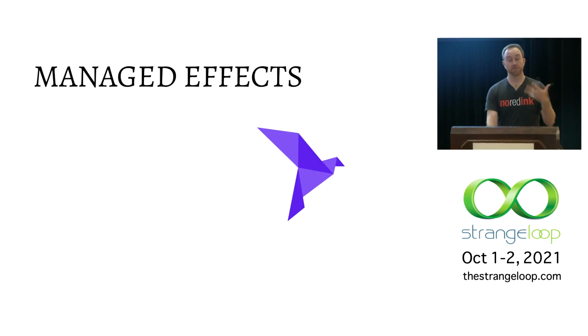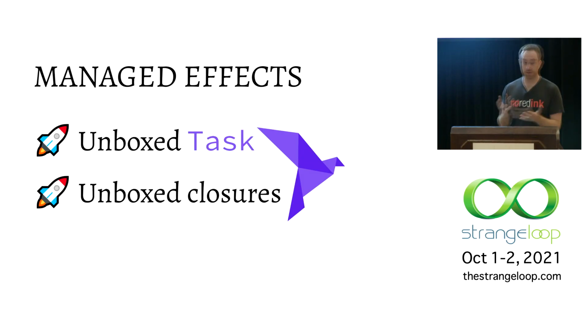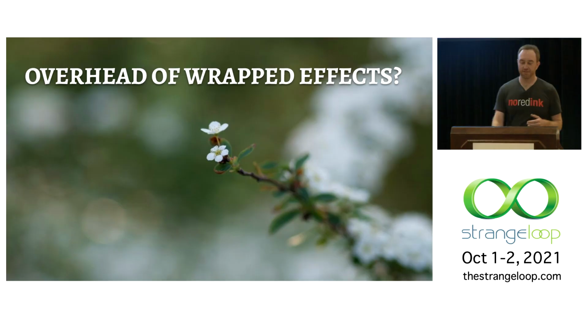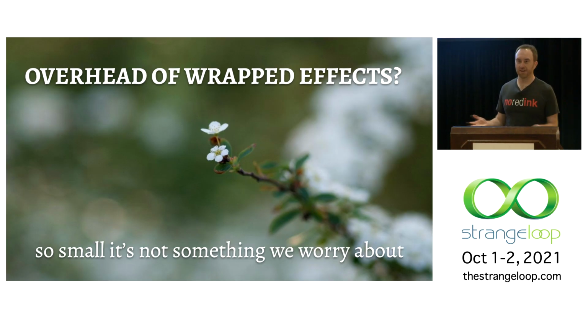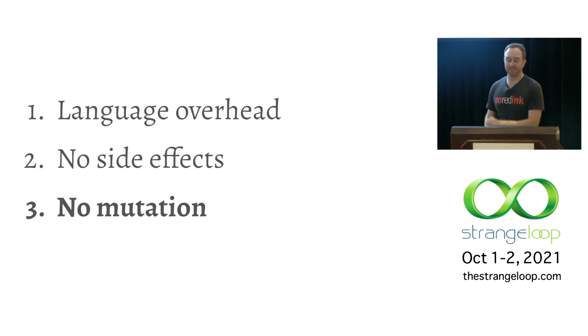So to sum up, in terms of managed effects and the overhead that they have on the language, task itself is unboxed. The unboxed task is essentially just a bunch of closures inside other closures, which are also unboxed. And we have these enumerated direct calls with defunctionalization, all of which basically means that the overhead of these wrapped effects that we have to do everywhere is so minimal that it's honestly not something we're even worried about. Now, that's when it comes to no side effects, so small in terms of overhead that we're not worried about it. Different story when it comes to mutation.